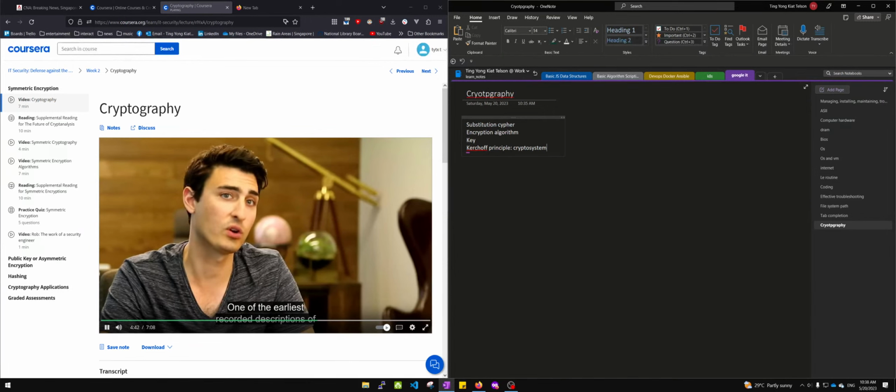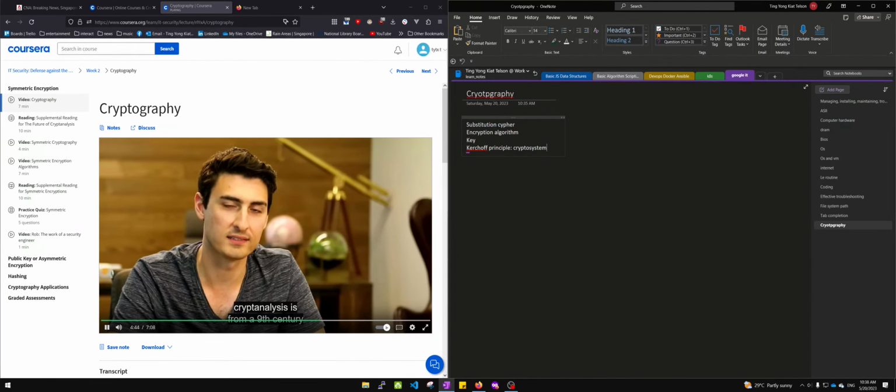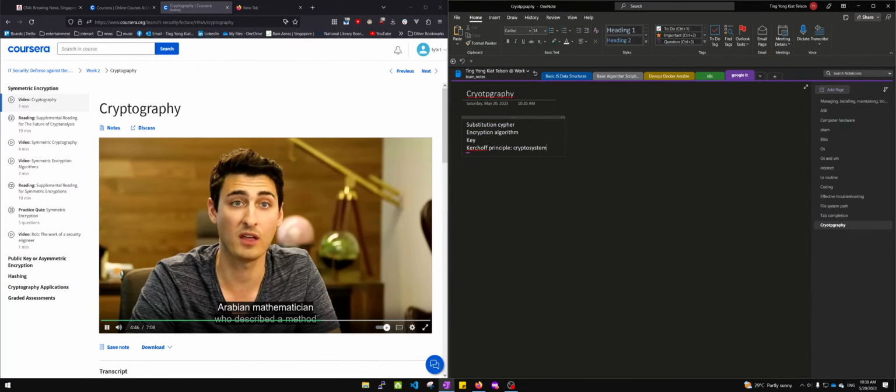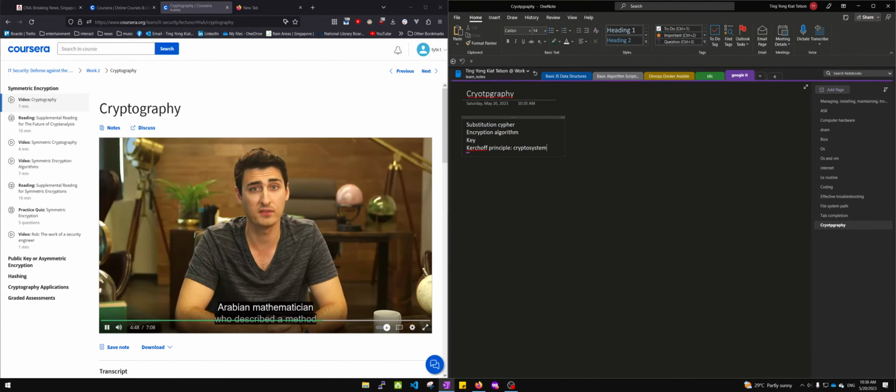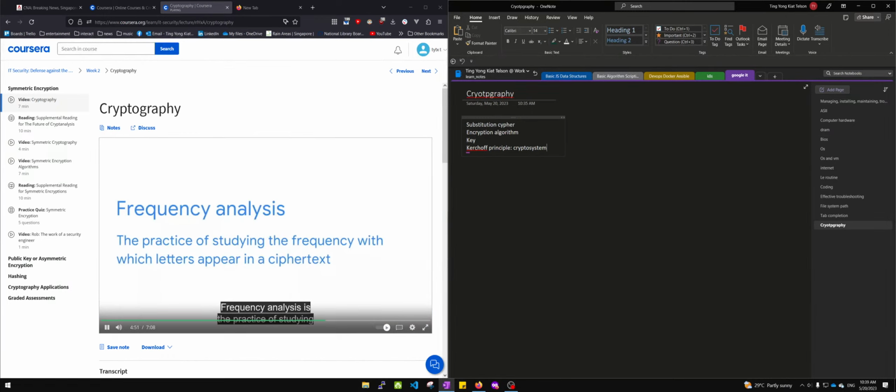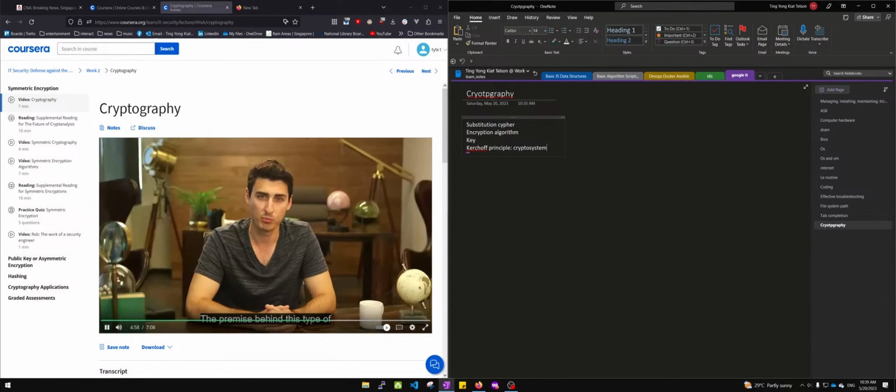One of the earliest recorded descriptions of cryptanalysis is from a 9th century Arabian mathematician who described a method for frequency analysis to break coded messages. Frequency analysis is the practice of studying the frequency with which letters appear in ciphertext. The premise behind this type of analysis is that in written languages, certain letters appear more frequently than others, and some letters are more commonly grouped together than others.